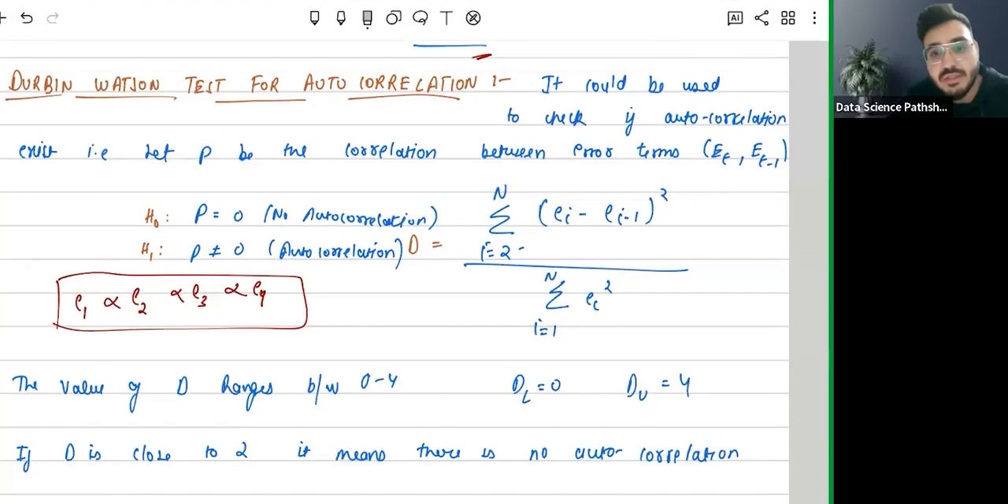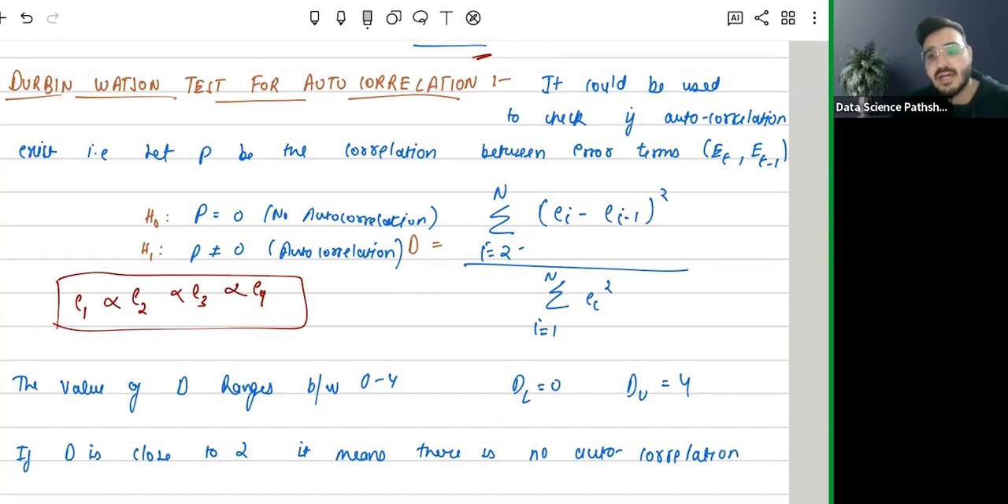So as I mentioned earlier, this can be used to check if autocorrelation exists. What is autocorrelation? It means that we can use historical values of the data to predict its future, right? So when we talk about autocorrelation, we use error terms, the error at time t and the error at time t minus 1, to check if the autocorrelation exists.